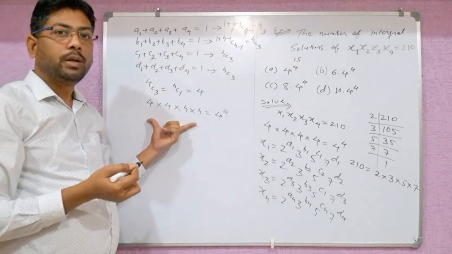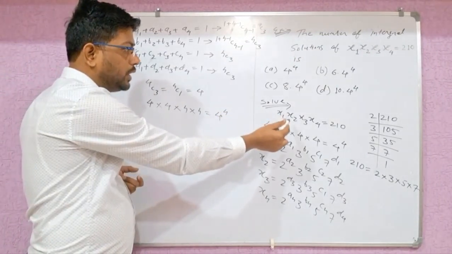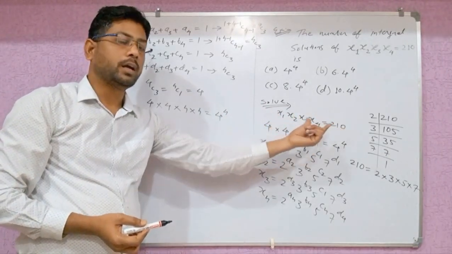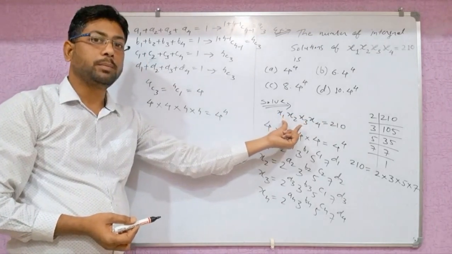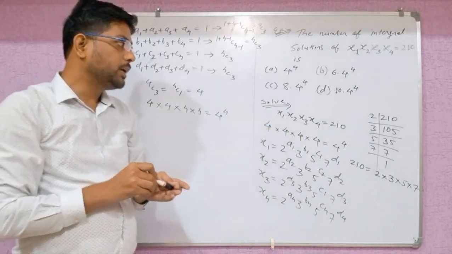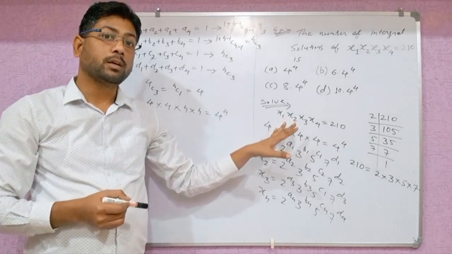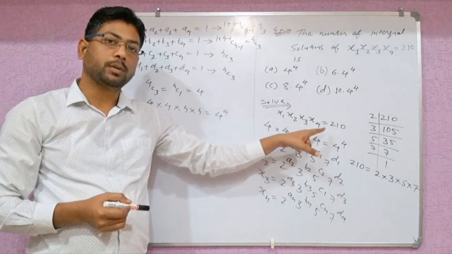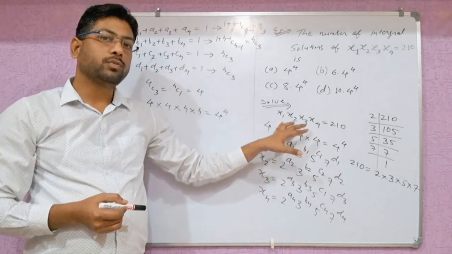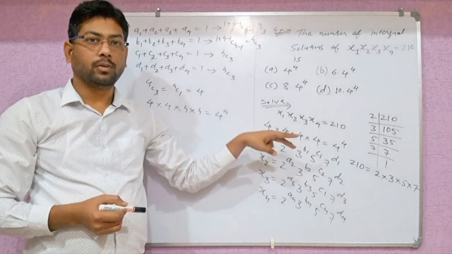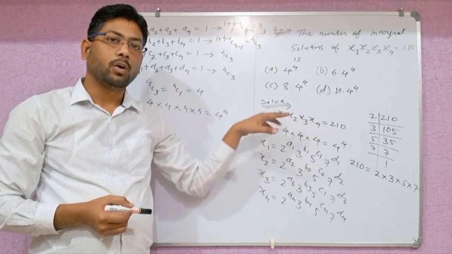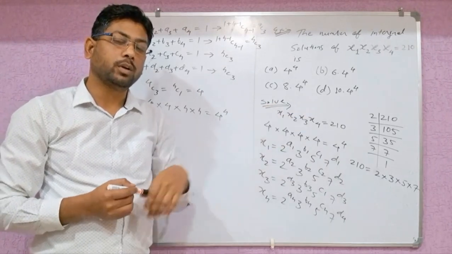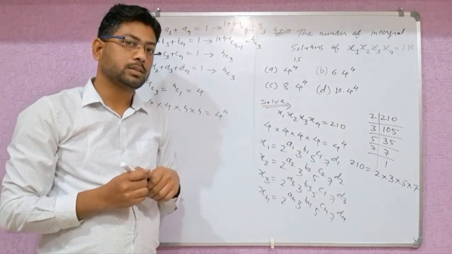These are positive. Now, how many ways can x1 times x2 times x3 times x4 be 210, where some values can be negative also? Here we are multiplying 4 numbers. Either all 4 numbers are negative, then also we'll get a positive number, or 2 of these 4 numbers are negative, in that case also we'll get positive, or all 4 numbers are positive only, then also we'll get a positive number.